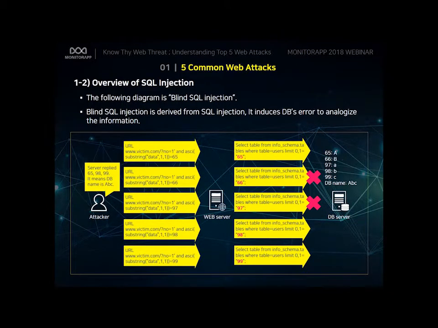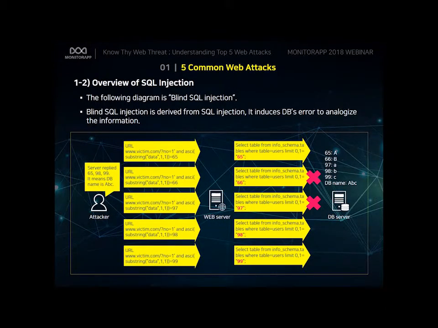But if SQL injection is a way to allow the attacker to perform the desired actions directly, blind SQL injection can be used to determine whether the result is true or false. Therefore, when the attack is performed, the information is collected based on the reaction of the server.